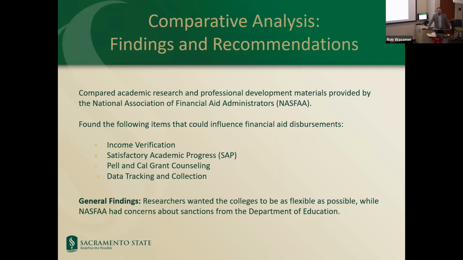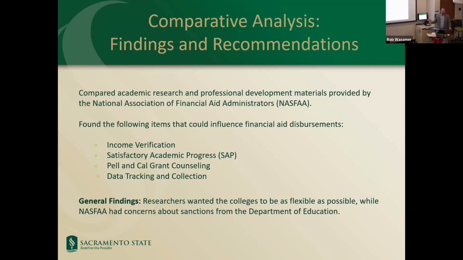So what I did is I took a look at what the academic researchers say on what's the best way to disperse financial aid. And then I also took a look at materials by the National Association of Financial Aid Administrators, otherwise known as NASFAA. They are the nationwide professional association that represents financial aid administrators, and they do a lot of professional development materials. I found 4 key areas where we could impact better dispersing of financial aid: income verification, satisfactory academic progress policies, Pell and Cal Grant counseling, and data tracking and collection.